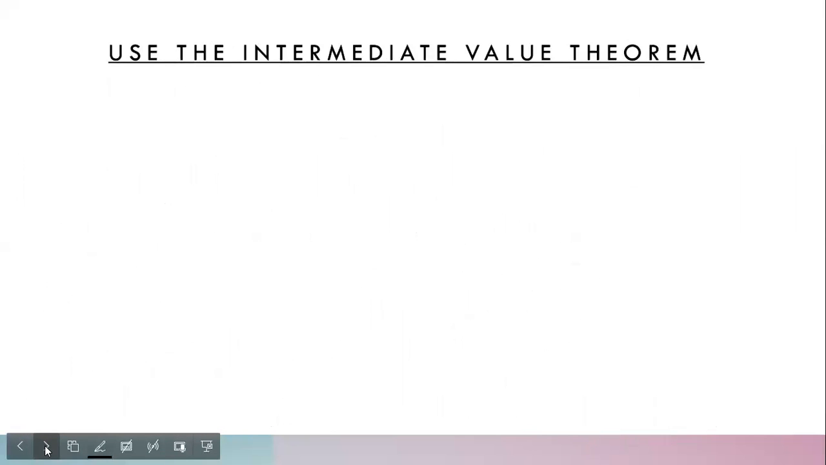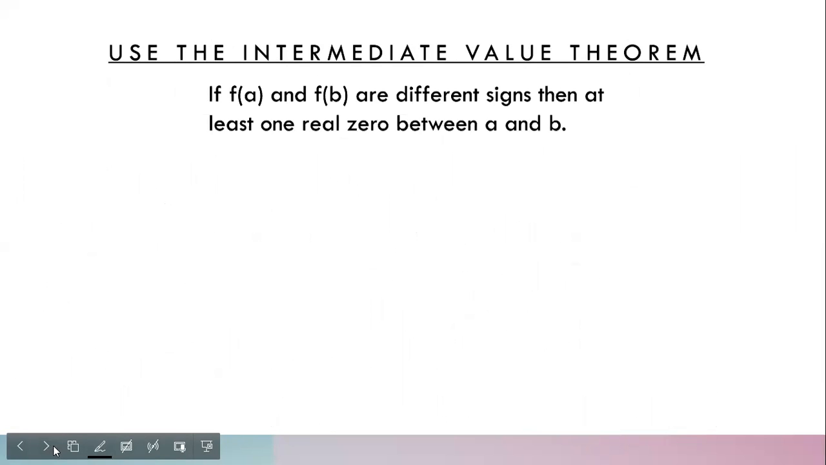This leads us to the intermediate value theorem. The intermediate value theorem is: if f of a and f of b are different signs, then at least one zero is between a and b. To use this, we'll be using this equation, and we'll be using the set of -3 and 0.